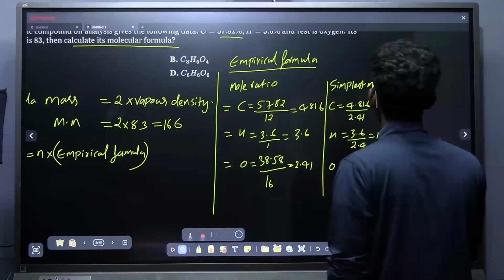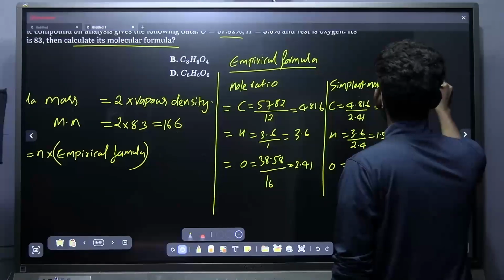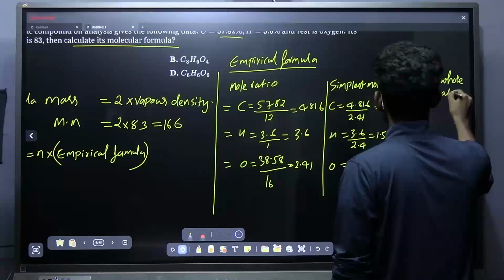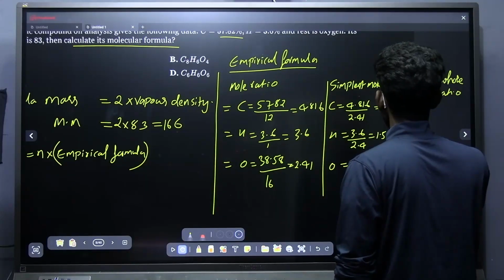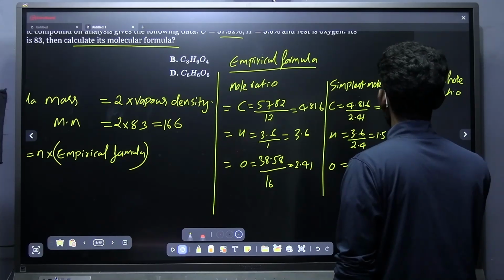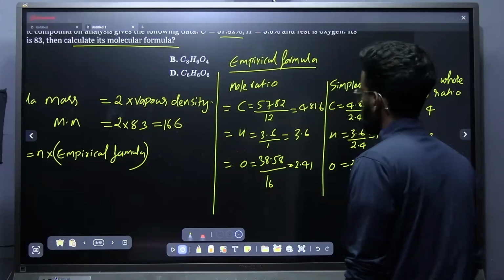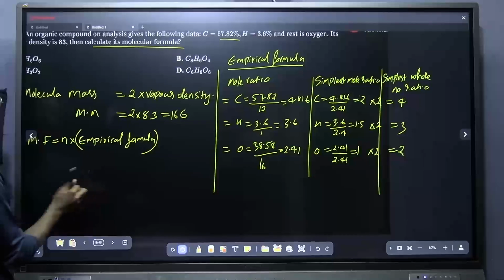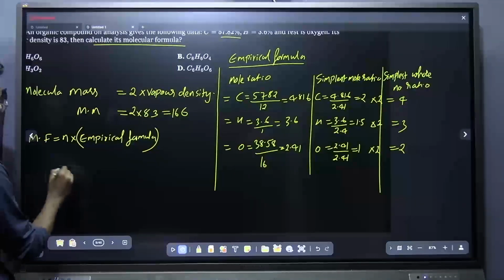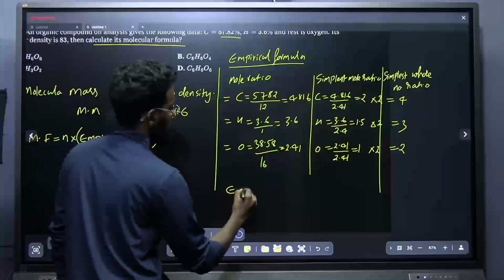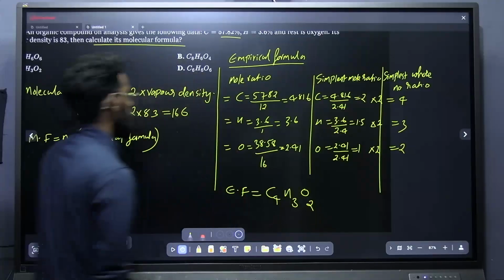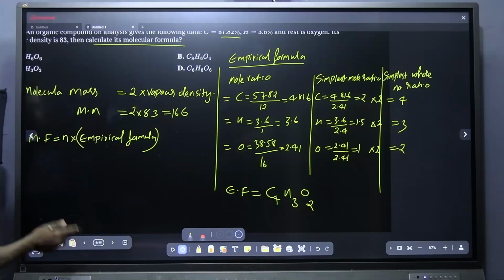So we got the simplest mole ratio. Now what do we have to do? We have to convert to the simplest whole number ratio. For that, we can multiply everything by 2. I will be getting 4, 3 and 2. So I got the empirical formula. Empirical formula is equal to C4H3O2. Now after getting the empirical formula, how can we convert to the molecular formula?